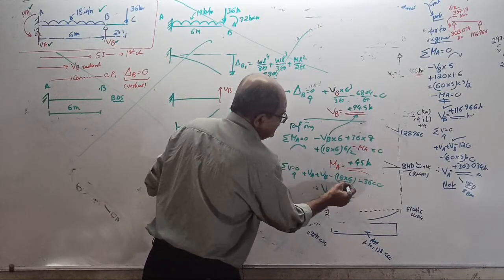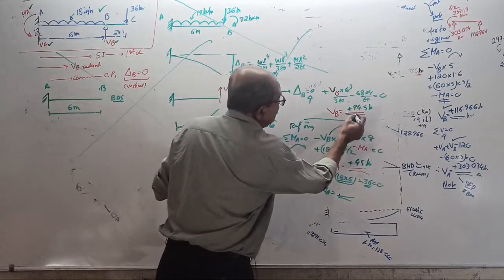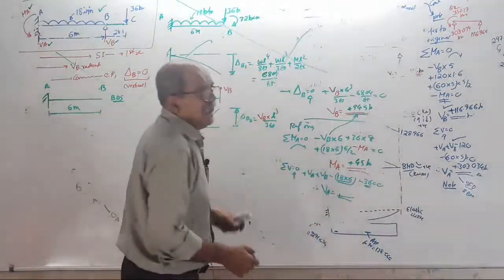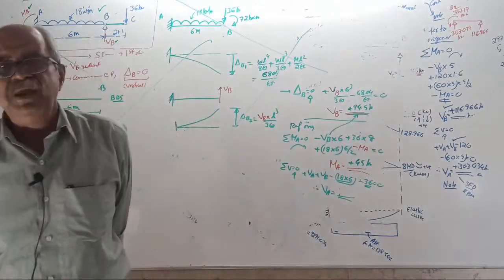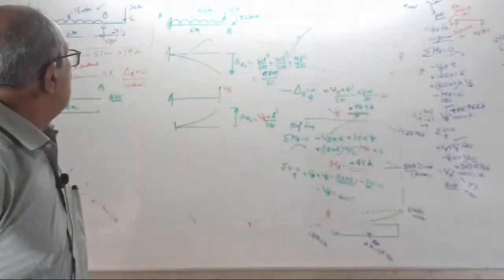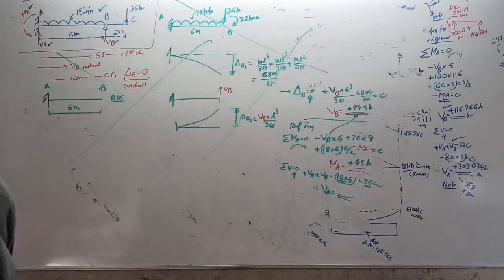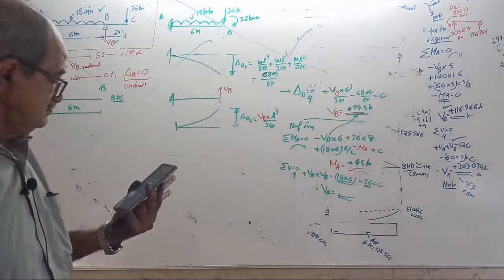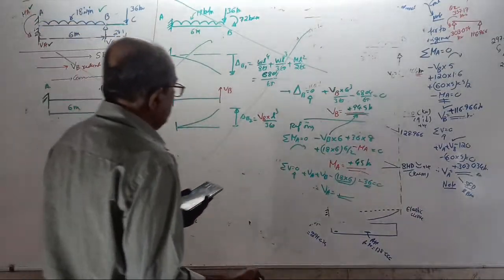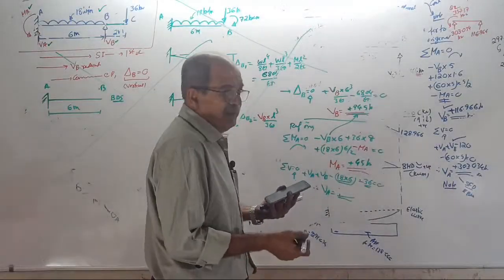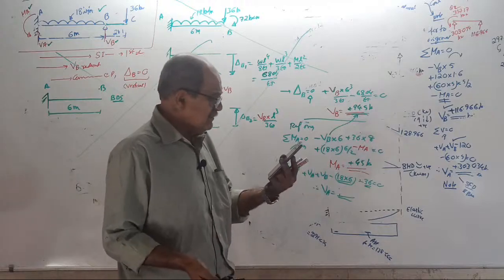See, 18 into 6 plus 36, subtract 94.5. Tell the value of VA. Tell me the value of VA. Over. Then lastly, SFD, BMD.